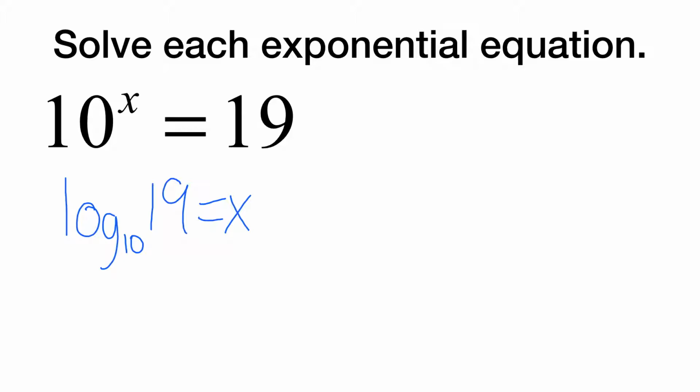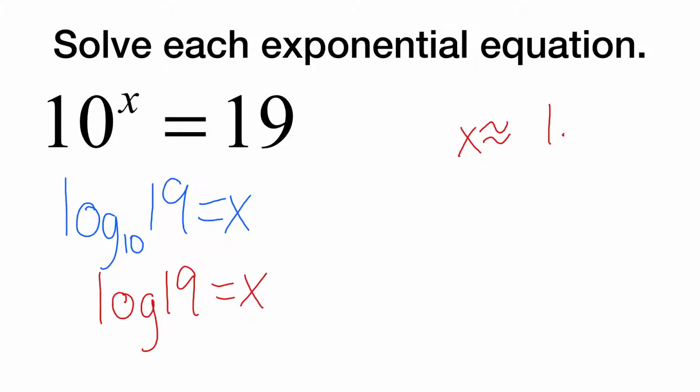But here's the thing that I was trying to say. Log base 10 is the same as just writing log of 19 equals x, meaning all I have to do here is do log of 19. And that means that x is approximately 1.279 when you round.